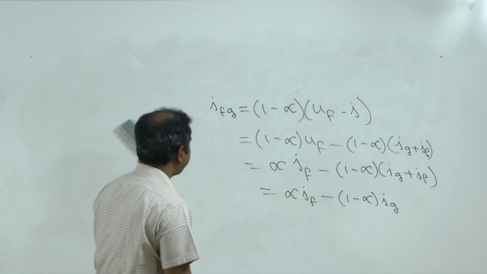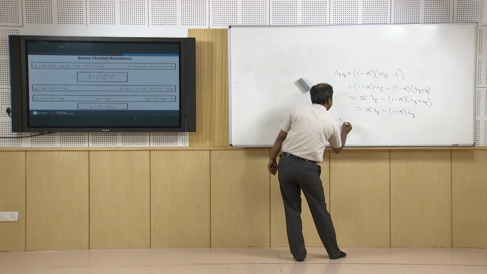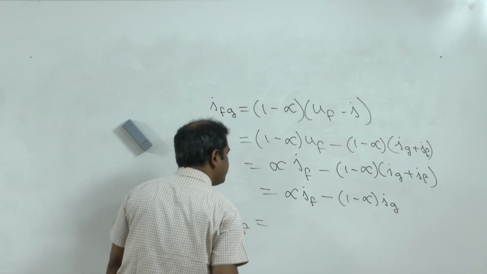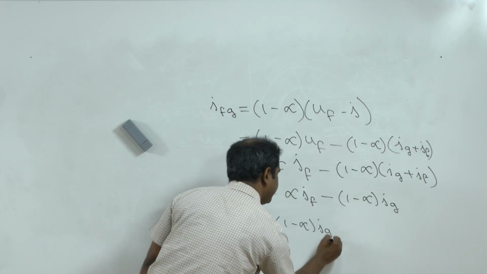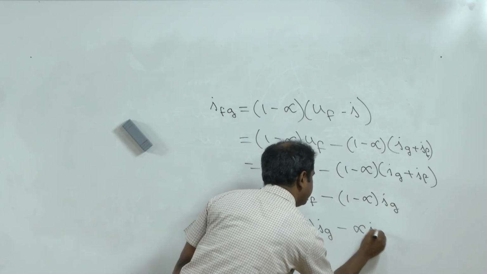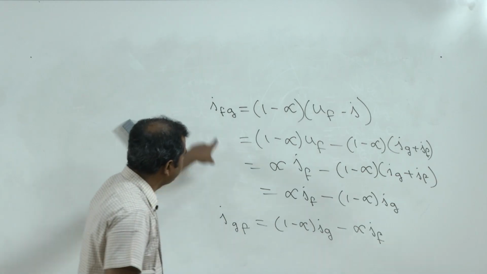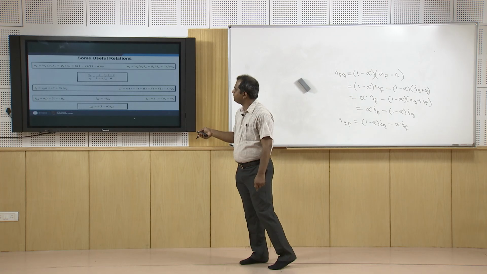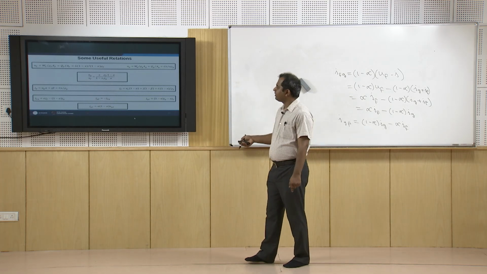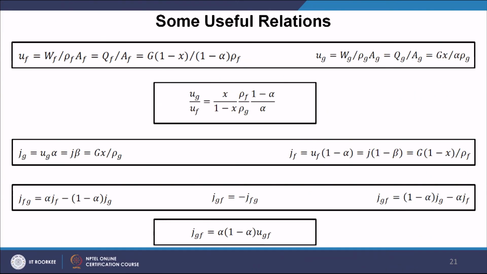In a similar fashion, we can write for Jgf, which will be nothing but 1 minus alpha into Jg minus alpha into Jf. So, from these two equations you can write that Jgf is equal to minus Jfg. On the other hand, if you write Jgf in the form of Ugf, you will find the coefficient becomes alpha into 1 minus alpha. This can be proved once again from here.